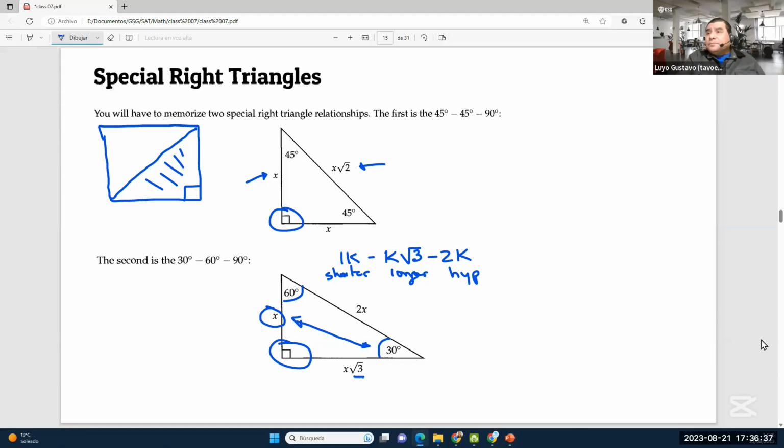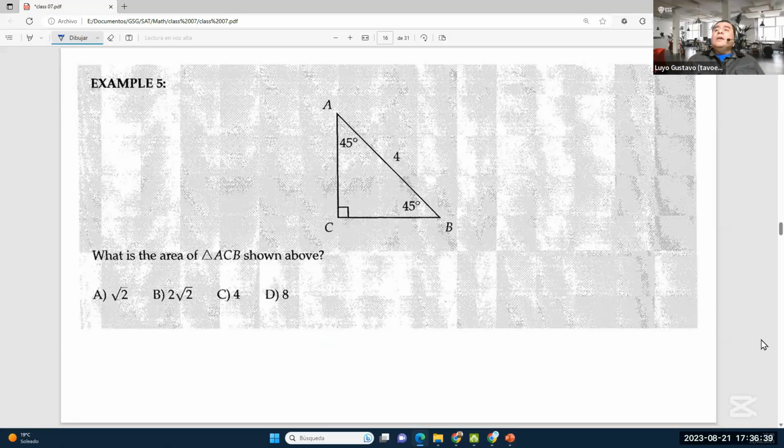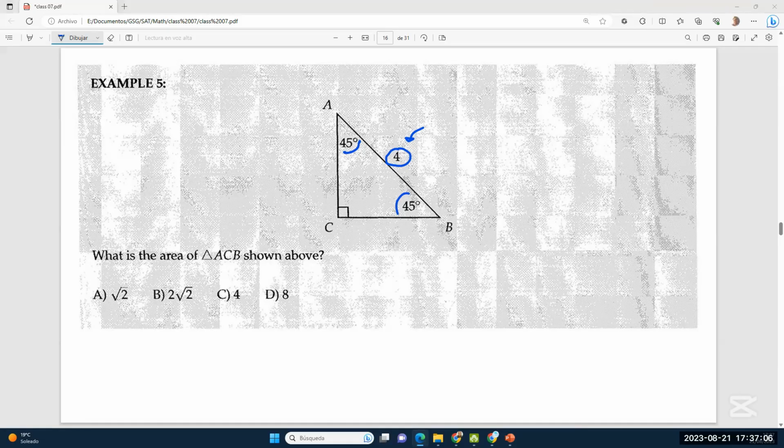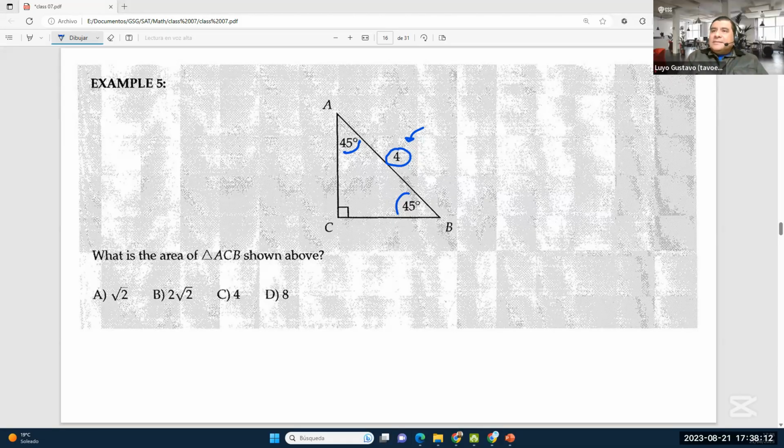For example, here, what's the area of triangle ACB shown above? They give you this triangle. It's a right triangle, and it's an isosceles right triangle because it has two angles of 45 degrees each. You are just given the length of the hypotenuse. So what's the area? Okay, you can try. Okay, guys, this is a really direct question. How do we handle this?